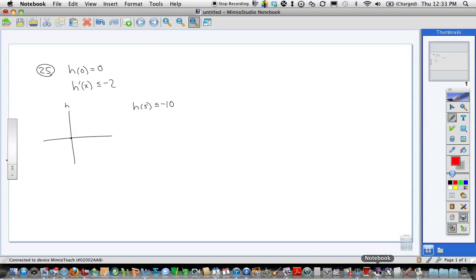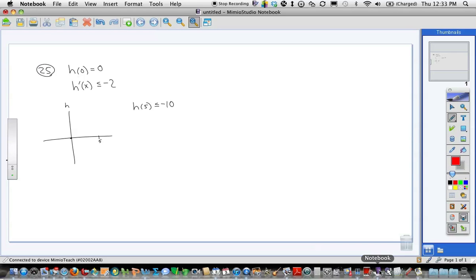Start there. Okay, then they ask you about H of 5, which means when you have an input of 5, right, when the X is 5, they're asking you something about that. Okay, then what does this say? Slope. H prime means derivative, which we said means slope or rate of change. For us right now, we'll talk slope. Slope. Less than or equal to -2.